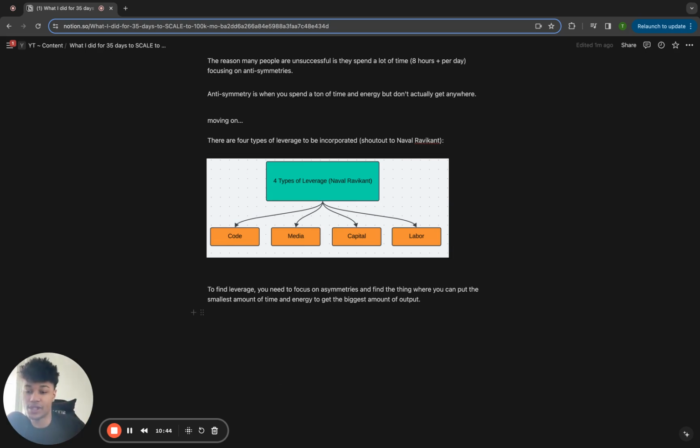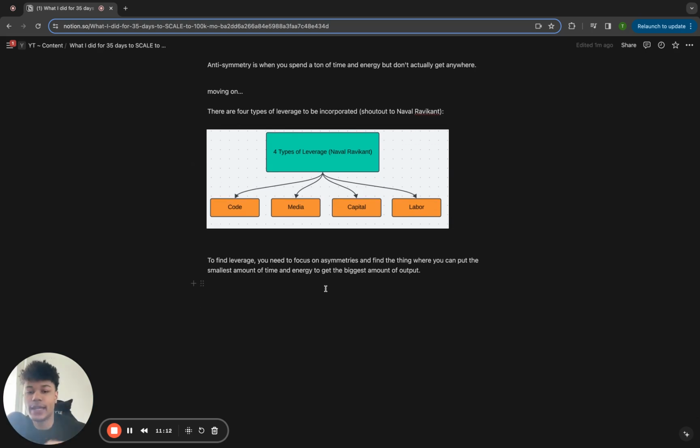For my acquisition, the reason I love Facebook ads is because this is leverage. Code and media: you put $50 of capital in and you can get a 10, 20, 30, 40, 50x return. That's if you're crazy. Pretty normal would be a 5x return. That's pretty good. But you get the point. Then you have labor, where you remove, automate, eliminate, and delegate. Sometimes you can do it with code as well because AI is getting advanced.